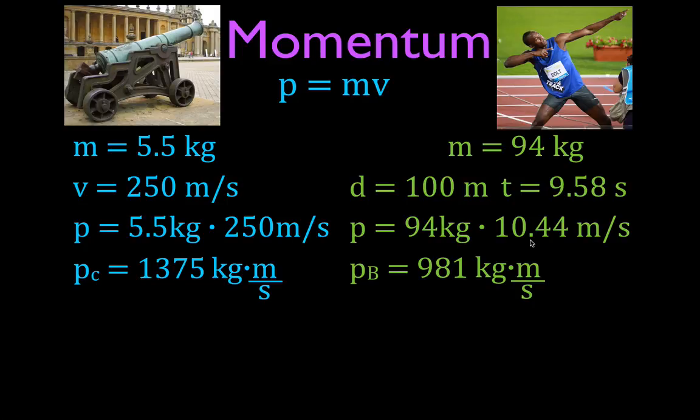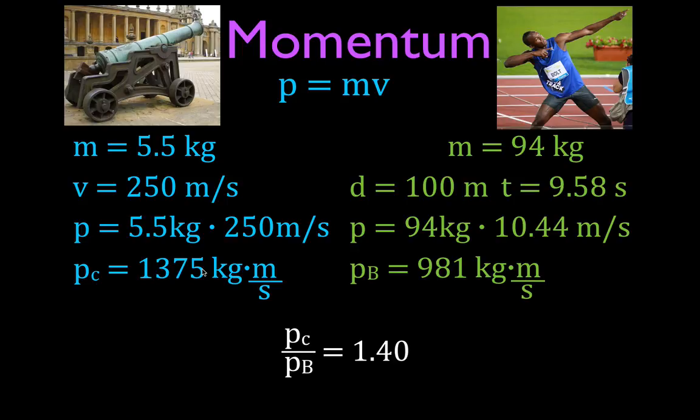kilogram meters per second. So you see we have two different objects, one being much bigger than the other, but the other one, the smaller one, having a much higher velocity. So it has more momentum than the more massive object. So it kind of tries to show you that it depends on its mass and its velocity. And we can figure out the ratio of those two for the cannonball to Usain Bolt. The cannonball has a momentum about 40% more, a factor of 1.4 more than Usain Bolt.